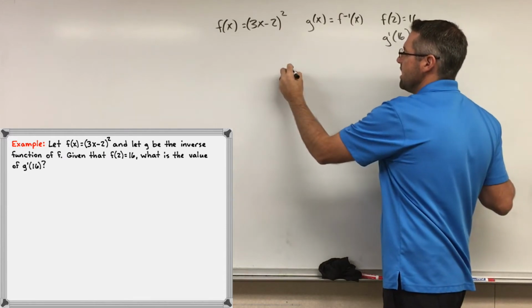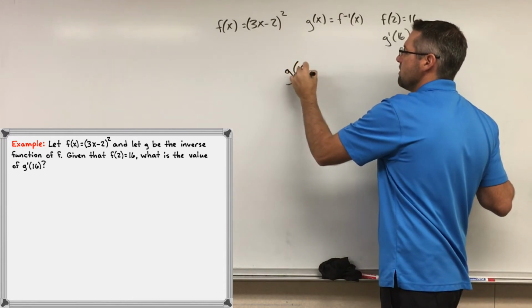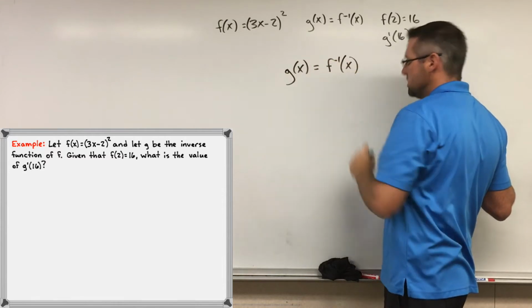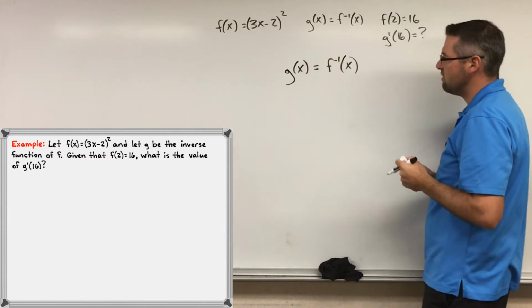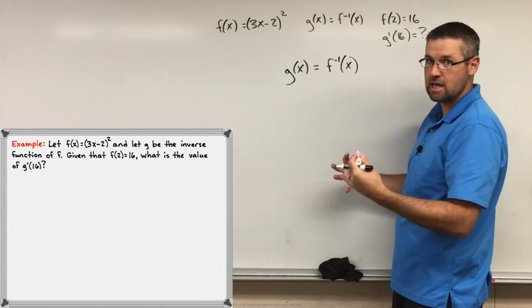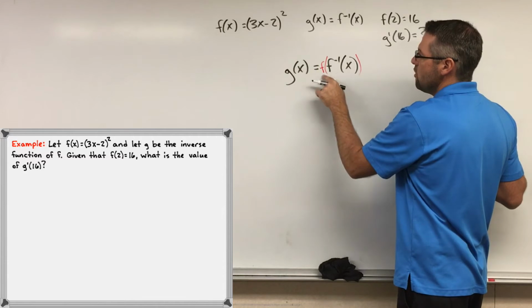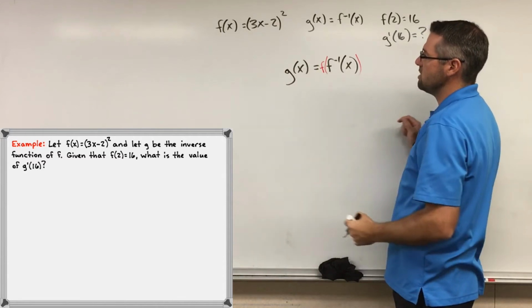Let me go ahead and write this down. I'm going to just rewrite this down here so I have some room to work. I have g is the inverse of f. Well, how do I get rid of an inverse function? I take the f of both sides. If I take the f of this, those are going to cancel out, just like we talked about the other day.